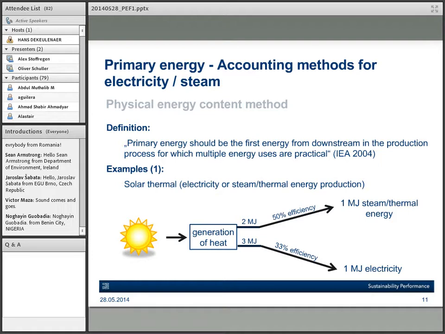And for the electricity production, for instance, in a concentrated solar power plant, the efficiency assumed is 33%, and this would mean that you need 3 megajoule of primary energy for 1 megajoule of electricity. And this is also how they account primary energy in their statistics. They look at how much electricity is produced from a concentrated solar power plant, and then they multiply it by 3, and they know how much primary energy is consumed.